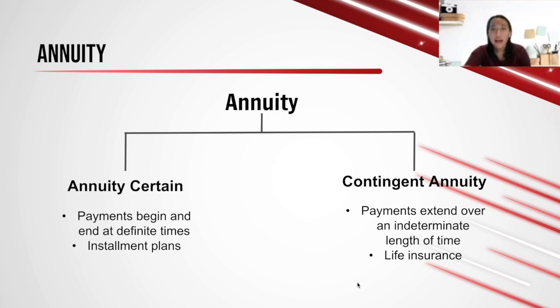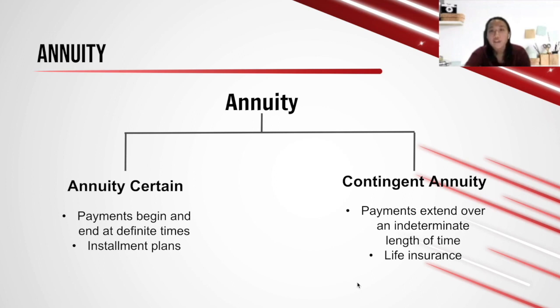We have two types of annuities, annuity certain and contingent annuity. Annuity certain is the type of annuity where payments begin and end at definite times. So examples of this are usually installment plans where we buy expensive things like appliances, condominiums, etc. And contingent annuity, on the other hand, is a type of annuity where there is a sequence of periodic payments in which the payments extend over an indeterminate length of time.